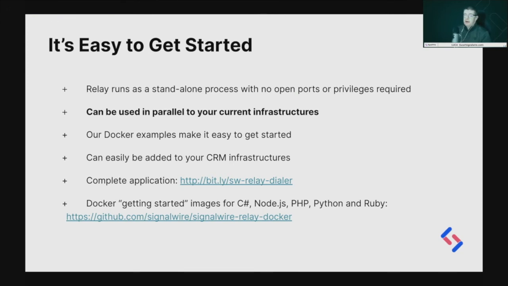So Relay can run as a separate process with no open ports. So it means it's just a plain old process. You can run it anywhere. You'll notice my Docker container doesn't have any open ports. It means it can be easily used in parallel to your current infrastructure. We have a few examples you can get started from, and it's easy to add, especially to your CRM infrastructures.